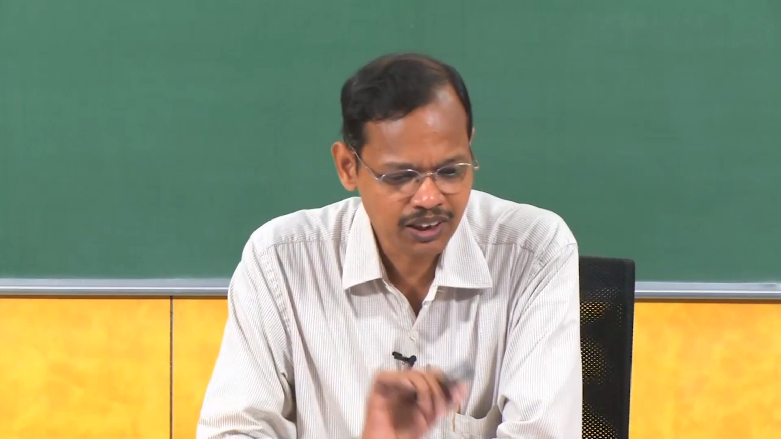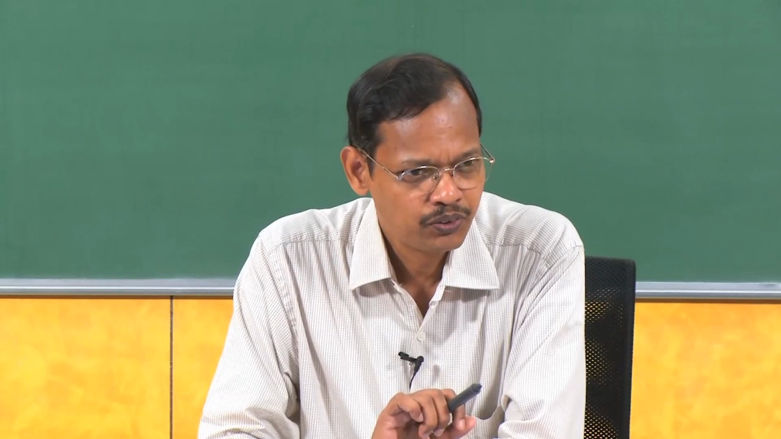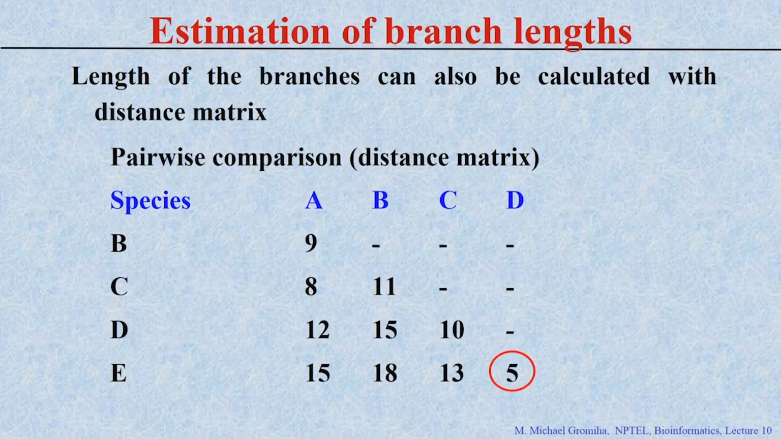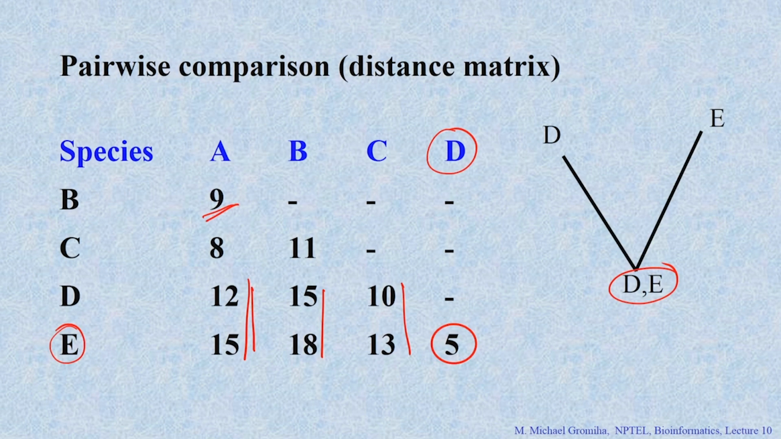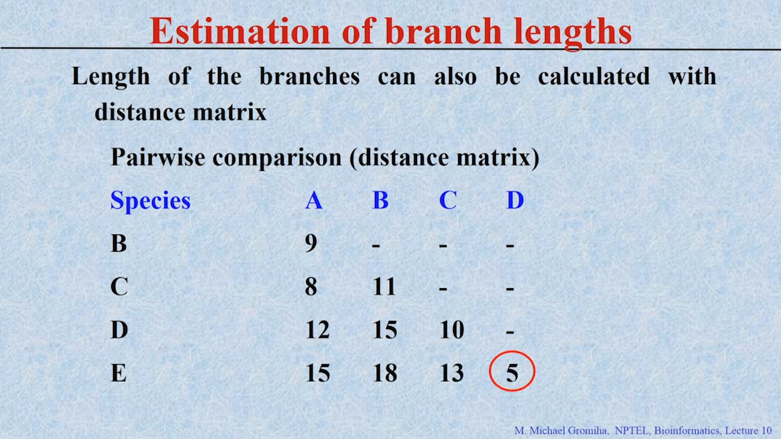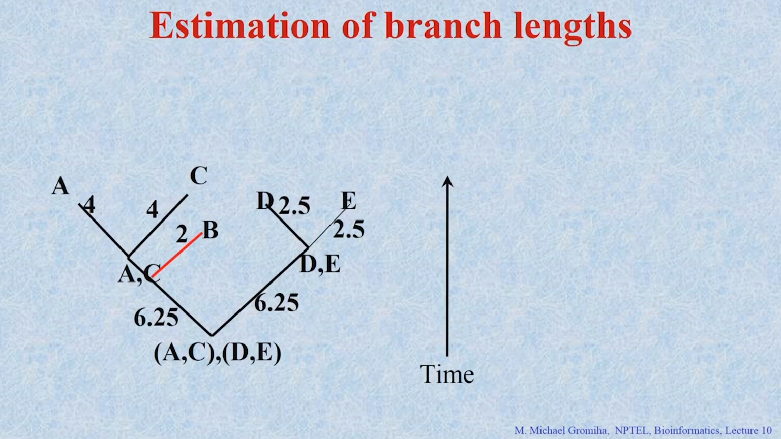Now we can calculate the length of the branches from the distance matrix. How to calculate? This is the pairwise comparison, we construct the matrix, and this matrix is the same as the one we derived here. Now, E and D is 5, we assume they evolved at the same time. If this branch is 5, then we divide it by 2, so each one will get 2.5. D is here and E is here, this will take 2.5 and this will take 2.5.